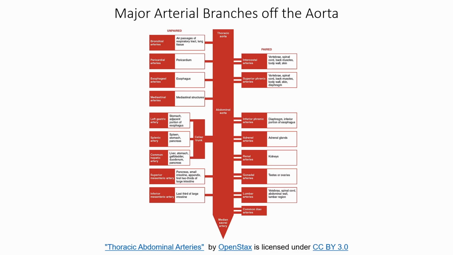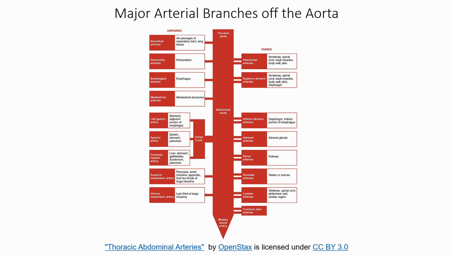So on the unpaired side, we have the bronchial arteries, the pericardial, esophageal, and mediastinal. The left gastric, the splenic, the common hepatic, the superior mesenteric, and the inferior mesenteric. So those ones you have only one. Only one for them.